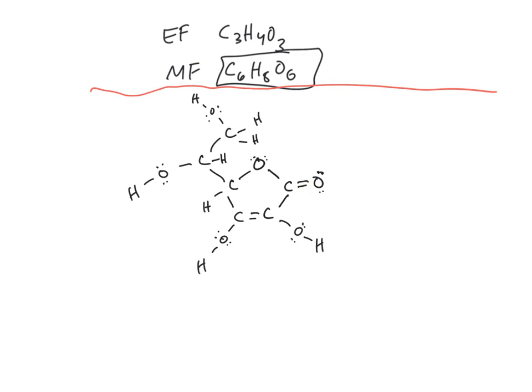Oxygen has 2, 4, 6, 8. Like that. Hydrogens only want 2. So later on, never ever try to make more than 1 bond to hydrogen.